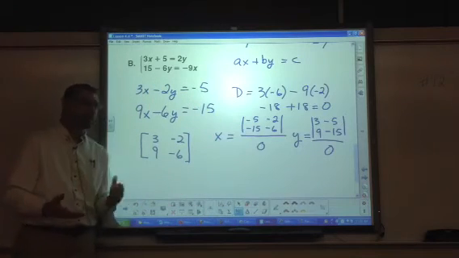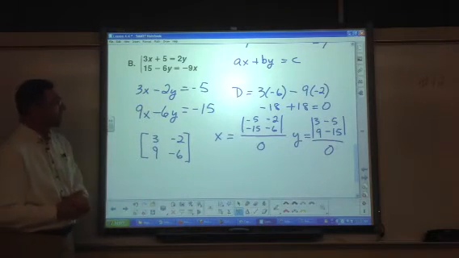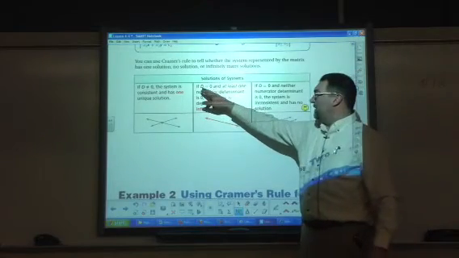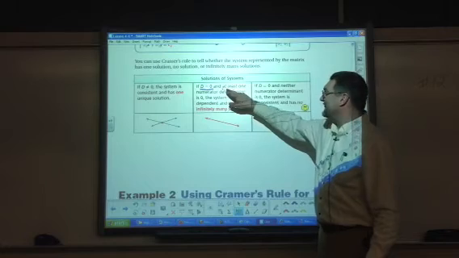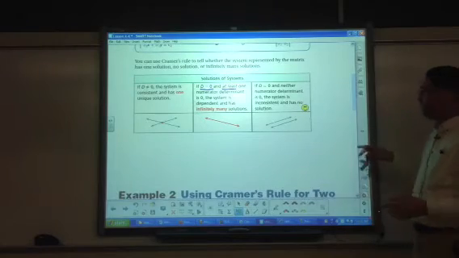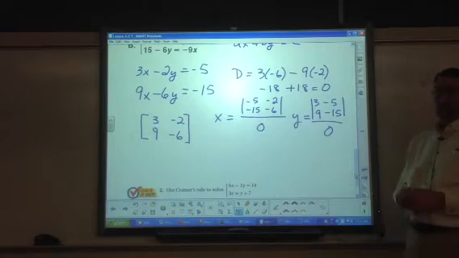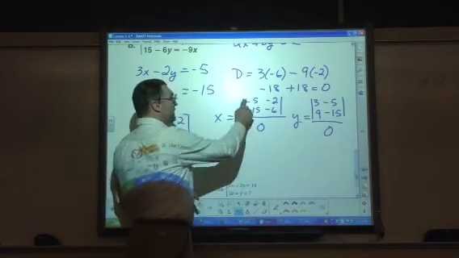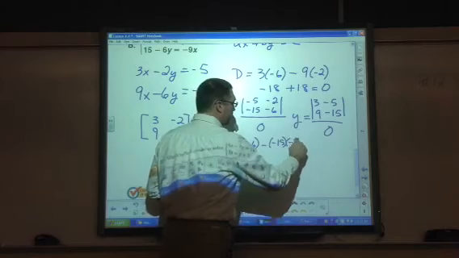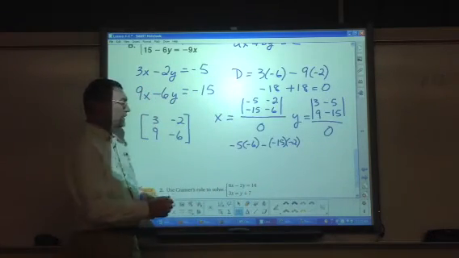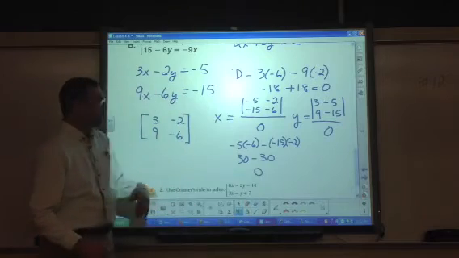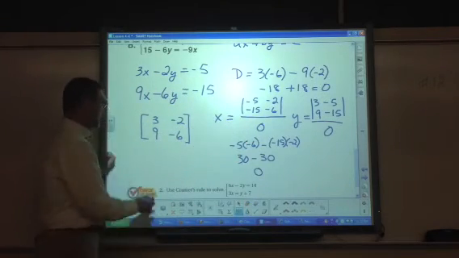So we already know we can't divide by 0. It just depends on what happens in the numerators. So it says up here that if the determinant is 0 and at least one of the numerator determinants is 0, then there's infinitely many solutions. So it doesn't have to be both, it just has to be one. So all we really need to do is check for one of them. So for x, negative 5 times negative 6 minus negative 15 times negative 2. So we get 30 minus 30, which is 0. Don't even have to bother with y, and there are infinitely many solutions.